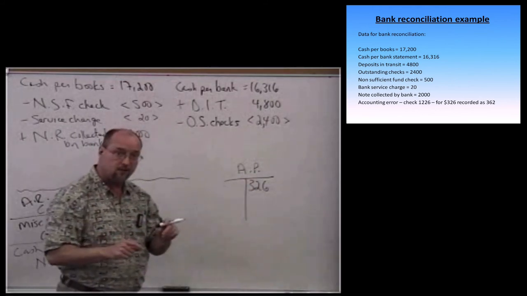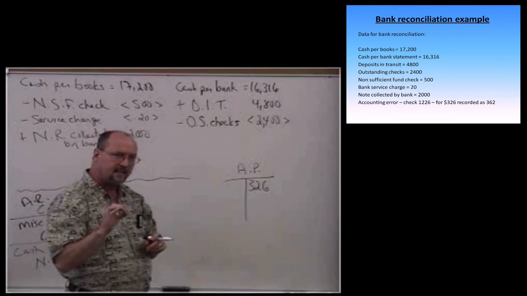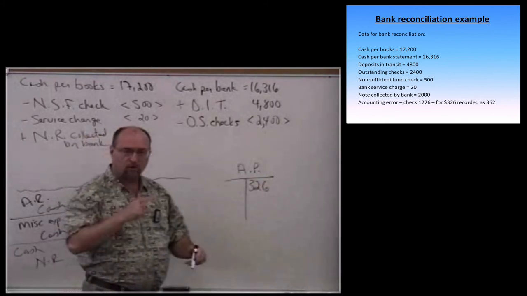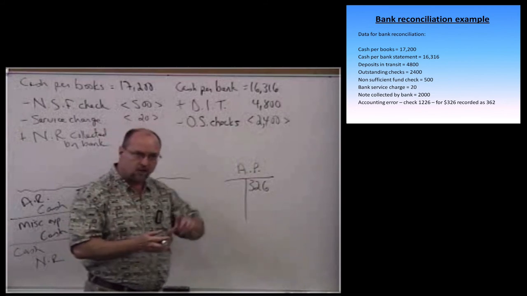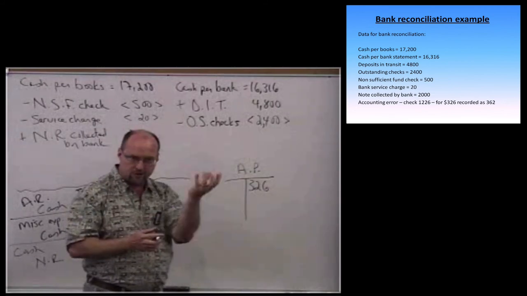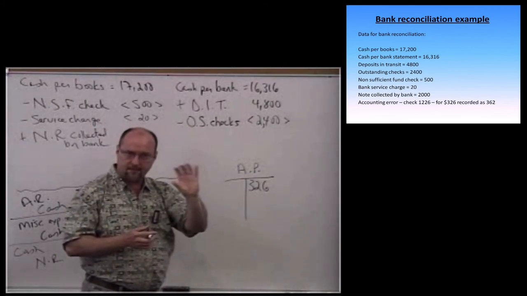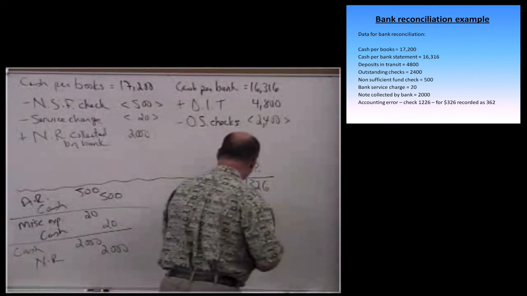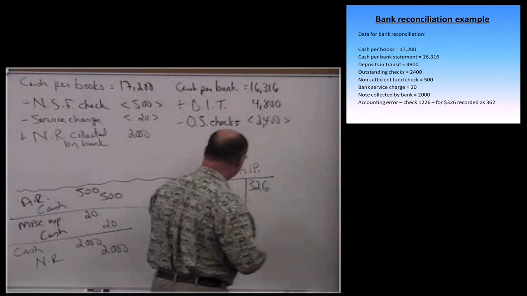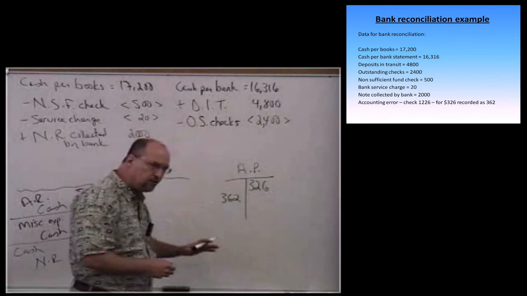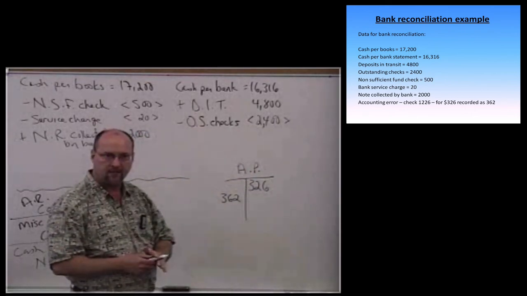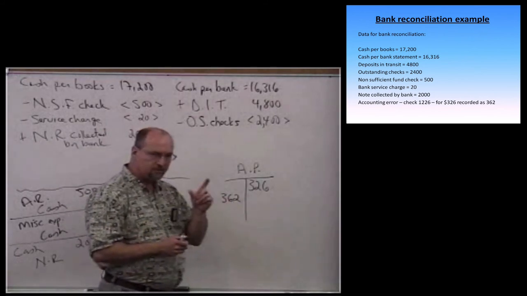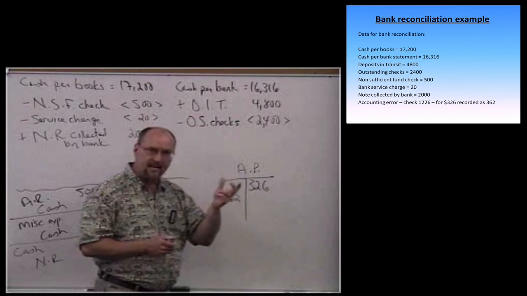Well, at the end of the month, we submit the voucher package for payment, and they write a check for $326. The check was correct. However, the accounts payable clerk made what's called a transposition error. She switched the 6 and the 2, instead of a 2-6, it became a 6-2. So what she did was she debited accounts payable for $362, and she credited cash for $362, even though the check was for $326.